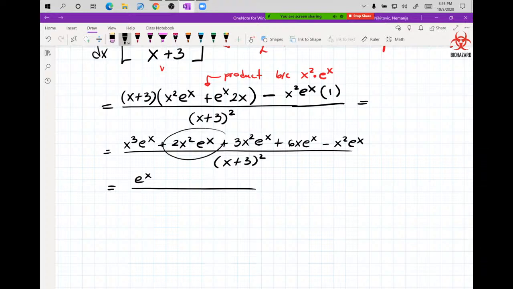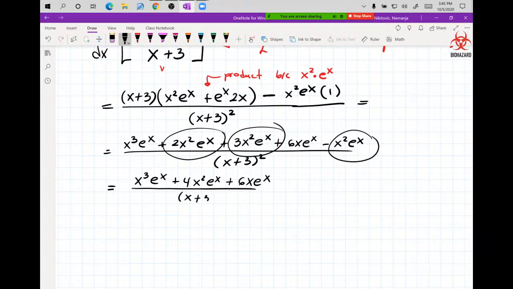This has x squared, x squared, x squared, so we can combine all of that mess. And then we'll factor. So 2 plus 3 is 5, minus 1 is 4. X squared e to the x, and then we have plus 6x e to the x, and then we have x plus 3 squared.